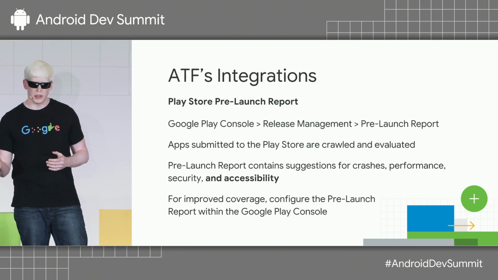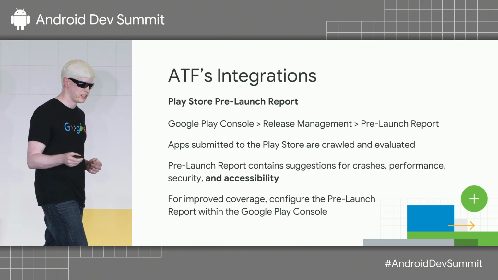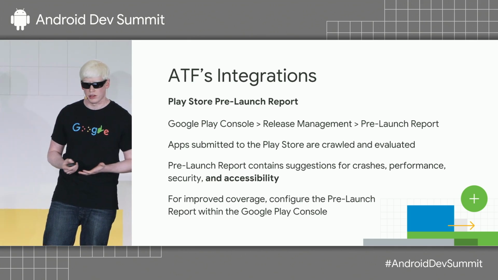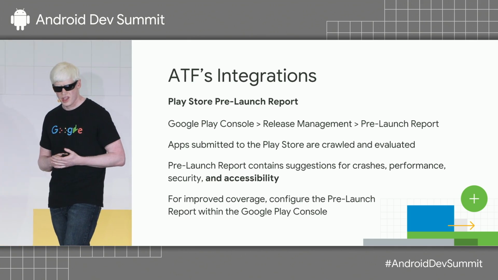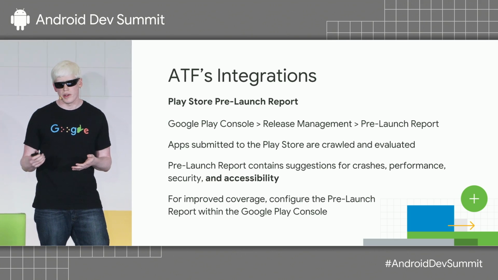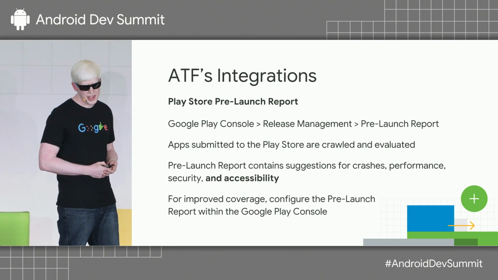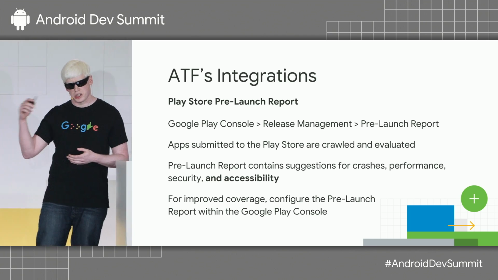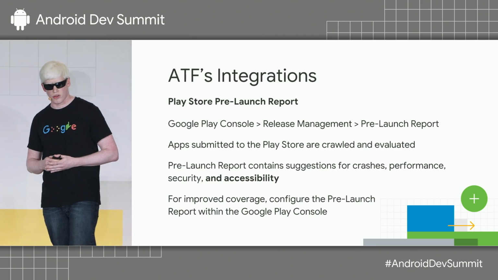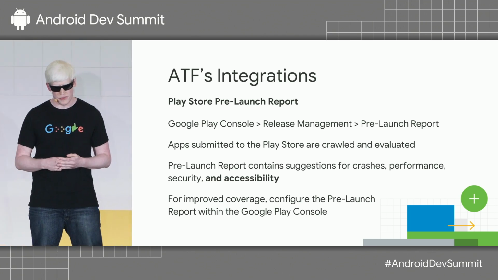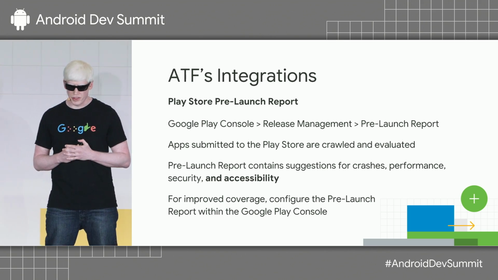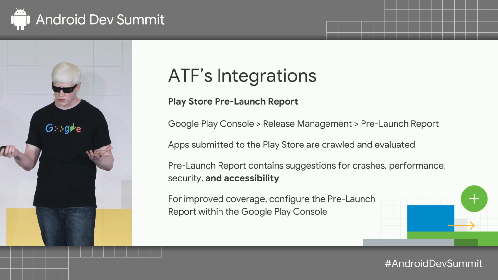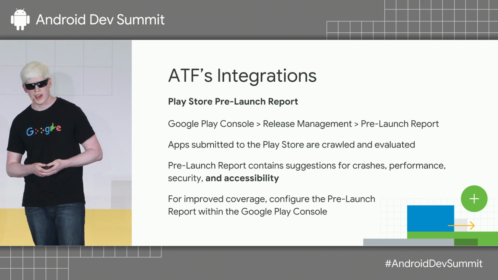And we'll crawl your app essentially on these different devices and generate reports that include findings about performance, security, and now accessibility as well. So ATF is running alongside pre-launch report as it's crawling your application, and it's generating reports at each stage in the crawl. And it's taking all of the results and sort of deduplicating them. So if you'd like to check this out, it's available now in Play Store Developer Console under Release Management.